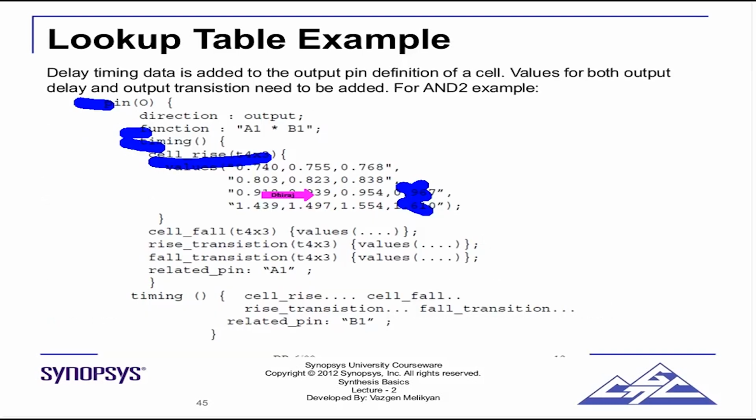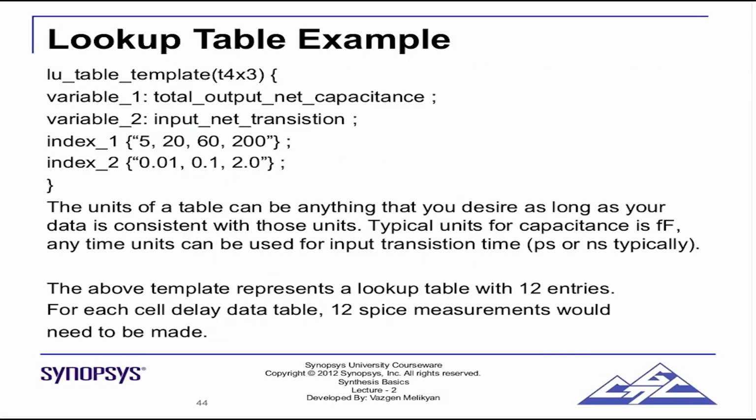What happens if the tool finds that the output cap lies beyond this? Now it will extrapolate, and everybody would agree that if there is a set of data given and we interpolate, the accuracy when we extrapolate goes lower.